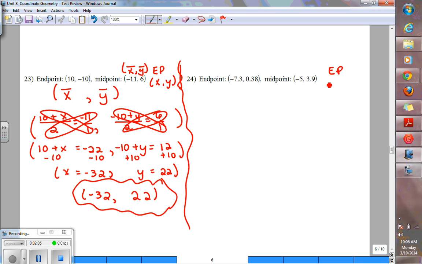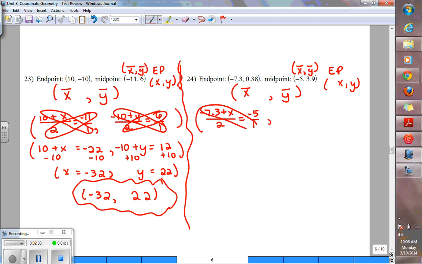Again, my endpoint is in the format x, y. I know that my midpoint is x bar, y bar. I've averaged my x's of my endpoints to get negative 5, which is my x bar. It's a whole number, so it's over 1. Cross multiply: 2 times negative 5, negative 10.